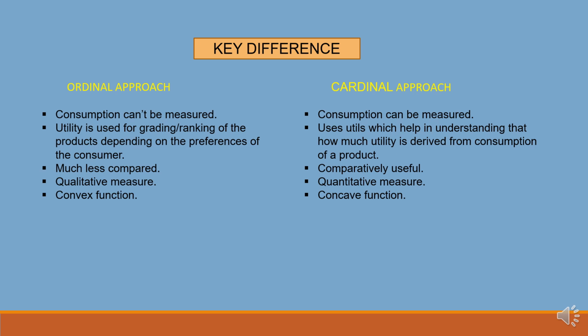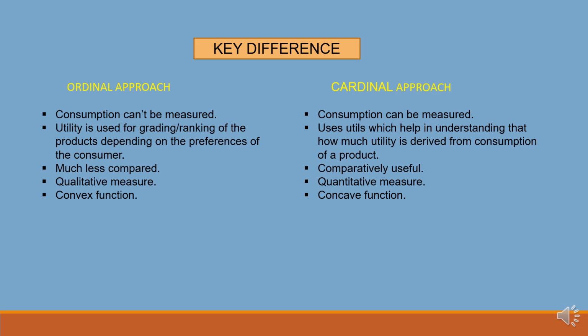And finally, we are going to see the key differences between the ordinal and cardinal approaches. In the case of the ordinal approach, utility cannot be measured; it is used for a grading or ranking system. On the other hand, in the cardinal approach, utility can be measured, and it's the oldest theory. It tells us how much utility is derived from consumption of a product.